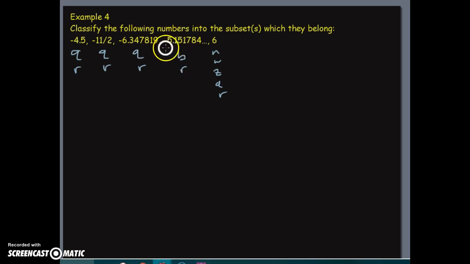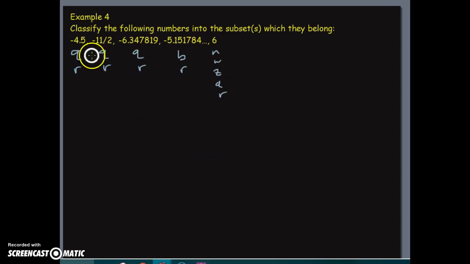And then we get to this number right here, this decimal number that has a ... Well, I've got to decide, is there some sort of pattern to this? 1, 5, 1, 7, 8, 4. Can I predict with certainty what the next number is? Nope. Doesn't seem like there's a clear pattern, so I know that it's got to be irrational. It's a decimal that goes on forever with no pattern, irrational. And then obviously we've got our natural number.